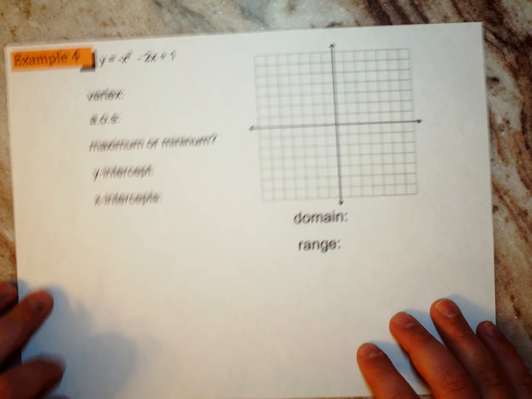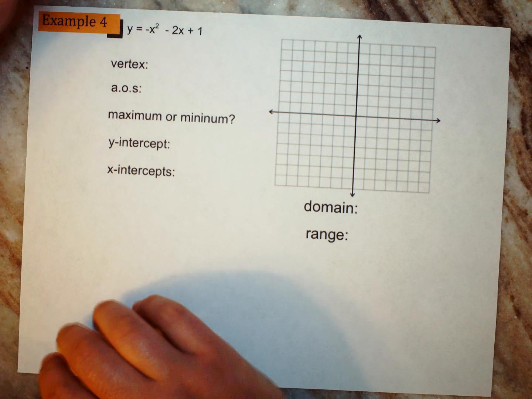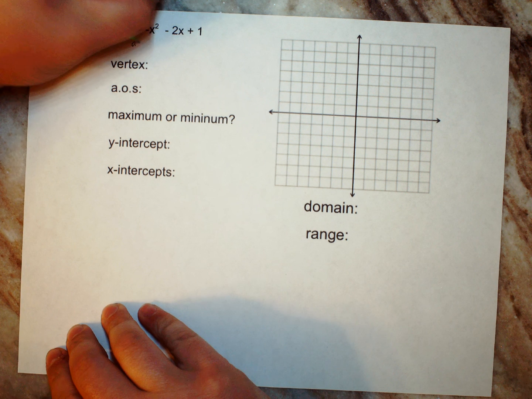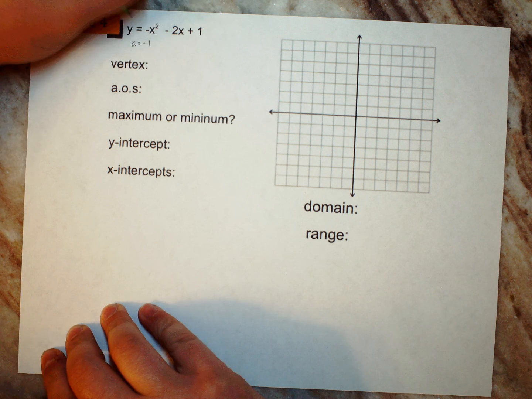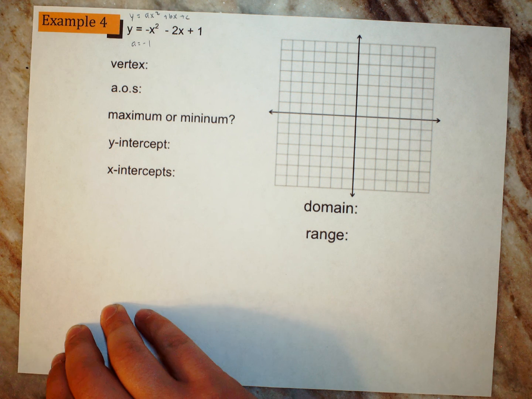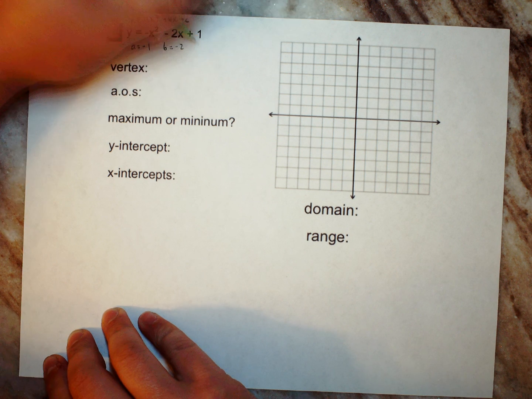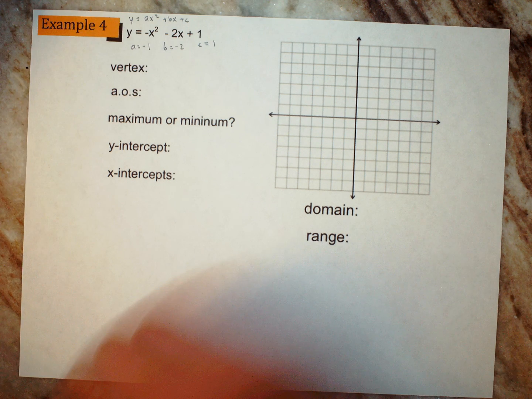All right. So we have this equation. Let's start with a couple things. First thing we need to do is determine values of a, b, and c. So a is -1. Remember, y equals ax squared plus bx plus c. So a is -1, b is -2, and c is 1.